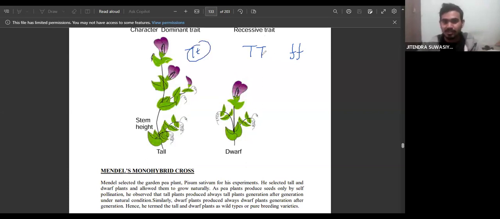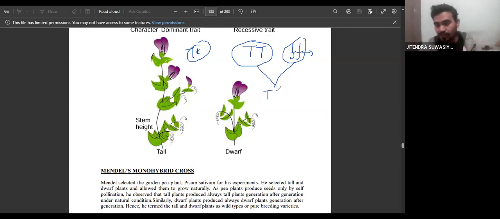So he took one tall plant and one dwarf plant, and crossed them. He observed that in the parent generation, and then in the F1 generation, 50% of the character of both parents was transferred to the next generation. Then we also saw the phenotypic and genotypic terms. Phenotype is the outer appearance, the outer observation of the plant, and genotype is the genetic makeup of the plant.